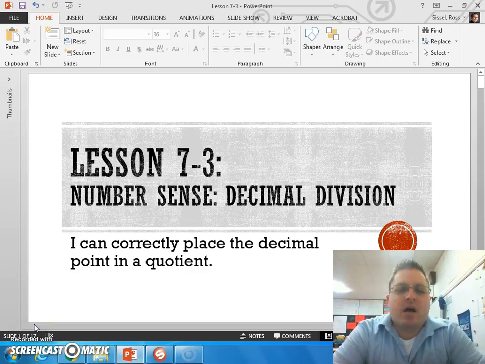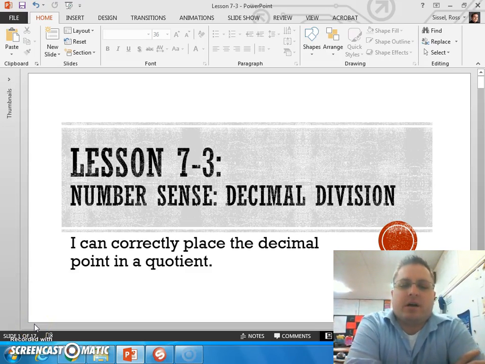Hi boys and girls. Alright, today we're going to be looking at number sense for decimal division as found in topic 7-3. We're going to be correctly placing the decimal point in a quotient. There's a couple methods of doing this.